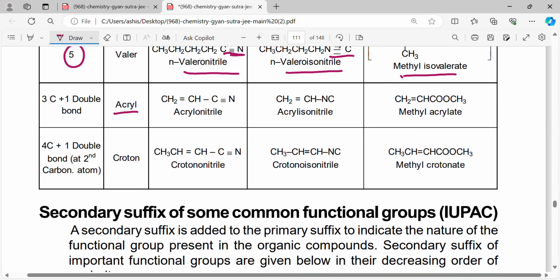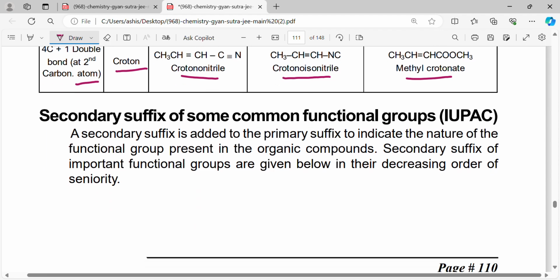Again 3 carbons plus a double bond, then that is called acryl. Acrylonitrile, acryloisonitrile, methyl acrylate. Croton is for 4 carbons, and at the second position there should be a double bond. So crotononitrile, crotonoisonitrile, and methyl crotonate, that is an ester.